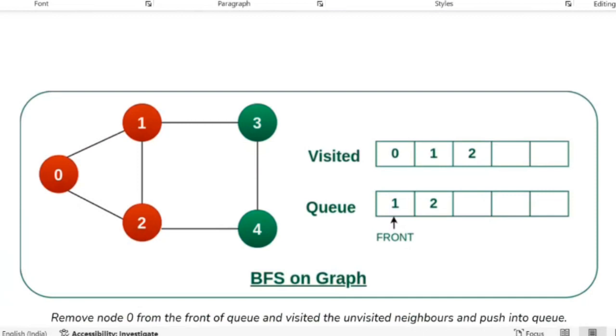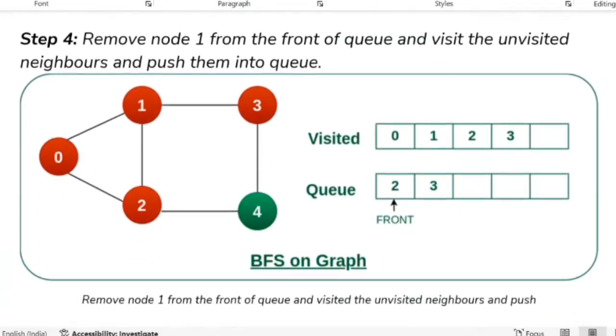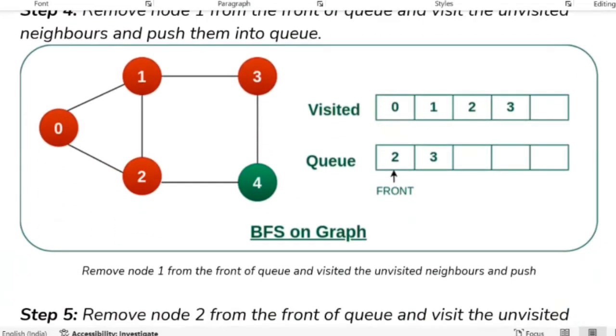And we enqueue the elements which are the neighbors of 1. Vertex 1 has three neighbors, 0, 2, and 3, but 0 and 2 are already in the visited list. So the unvisited neighbor of vertex 1 is 3. So the next element enqueued into the queue is 3. In the next figure, you can see that 1 is removed from the queue, that is dequeued, and 3 is inserted into the queue, right?